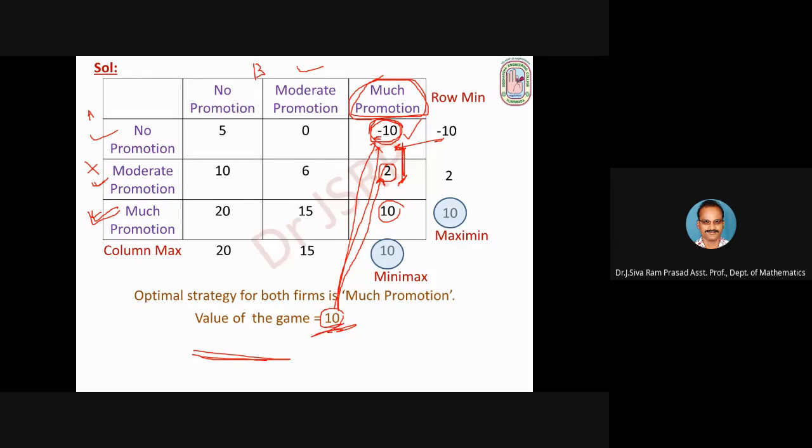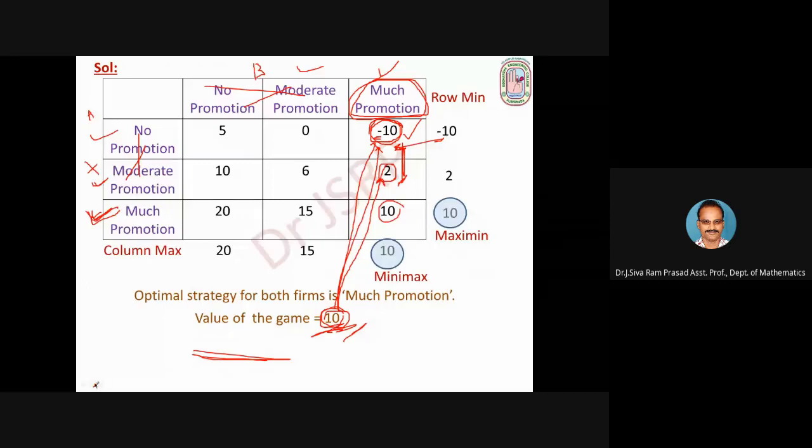Okay, so that is the meaning of this solution. If both players follow theory, the value of the game is 10. Okay. So in this problem, player A selects much promotion with probability 1 by ignoring the other two strategies. Similarly, player B selects much promotion always by ignoring the other two strategies. And the value of the game is 10. So this is the solution of this game.